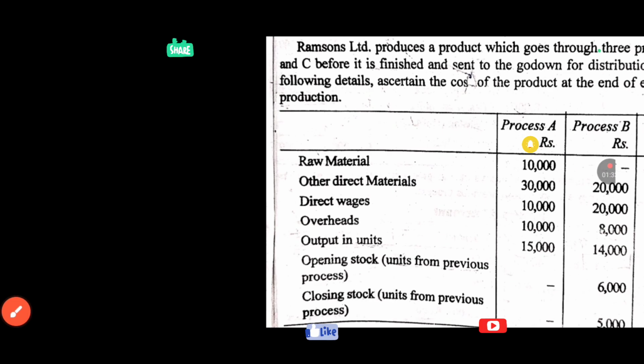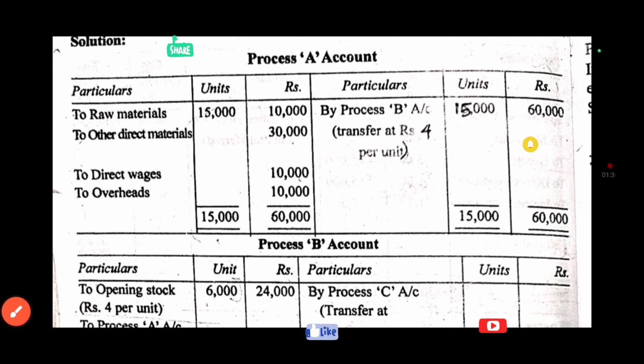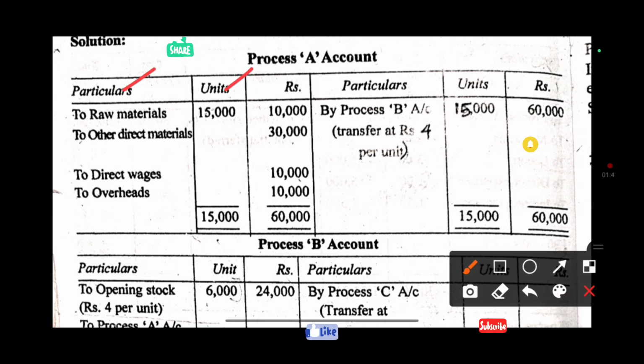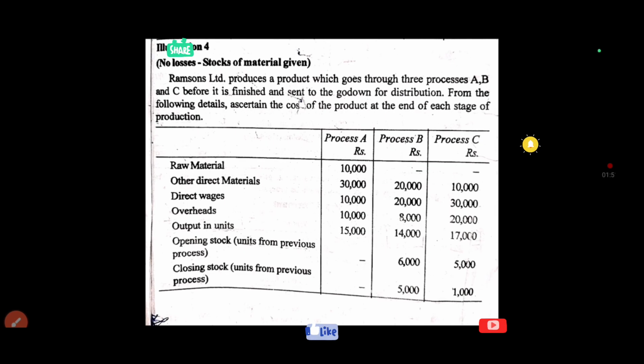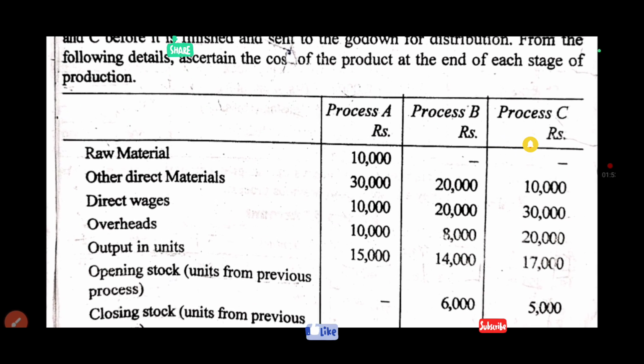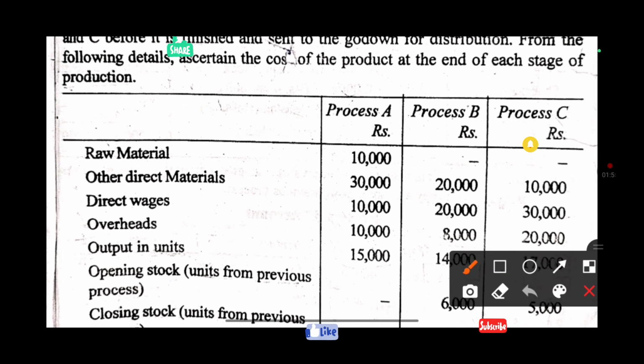Let's prepare the process A account. Let's write the heading, process A account. There are three columns on the debtor and creditor side: particulars, units and rupees. This is the format. All the costs given in the process A related transactions are to be entered on the debtor side. What are the costs we need to enter on the debtor side? Raw material, other direct material, direct wages, overheads, and the input unit 15,000 units.